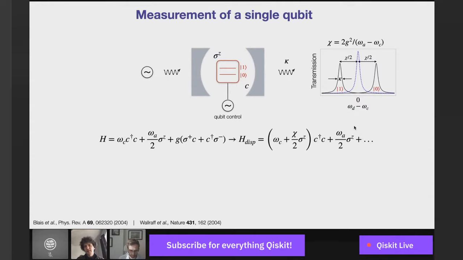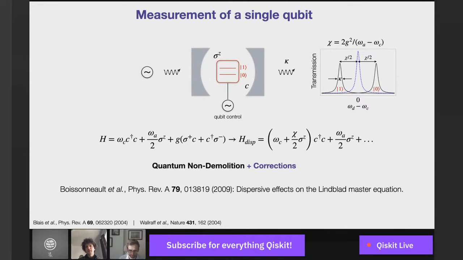What's important to say here is that this form of the Hamiltonian is what allows us to measure the state of the qubit, but there are higher order terms and corrections to this Hamiltonian which can basically disturb this perfect picture. So in fact, this Hamiltonian has this quantum non-demolition form, but it also has corrections. And it's important to take into account these corrections because there can be non-quantum non-demolition effects on readout.